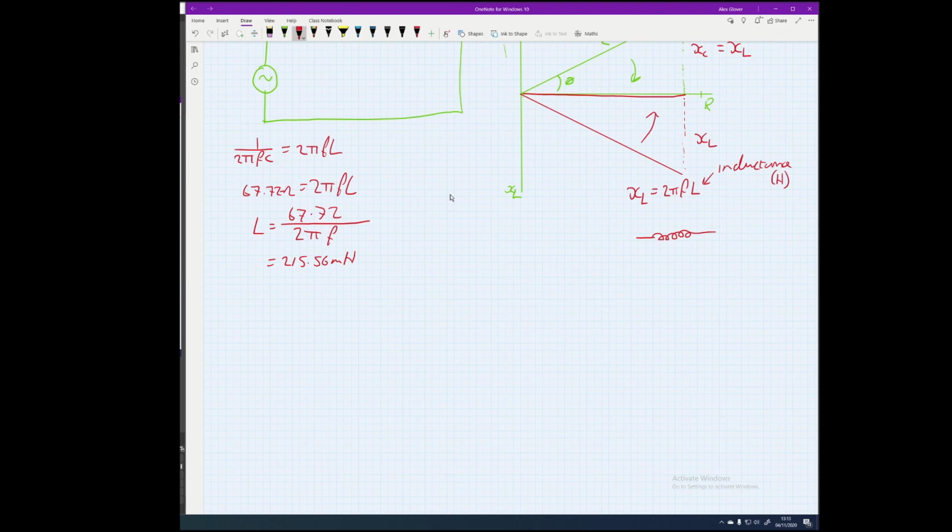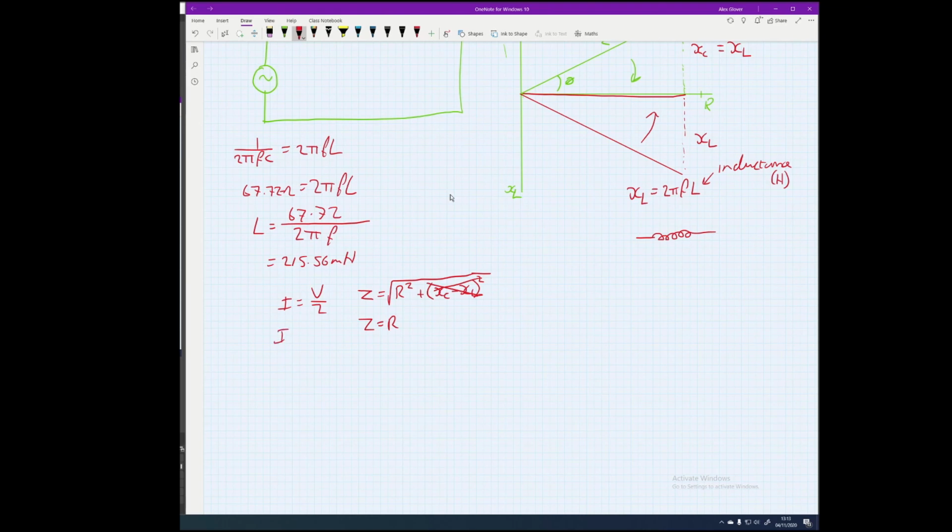Well, before, when we worked out the amount of current in the circuit, we said that it was equal to V over Z. Well, the way we worked out Z was equal to the square root of R squared plus (XC minus XL) squared. Well, in this case, if these two are equal, that cancels out. And the square root of R squared is R, therefore Z equals R. We're back to Ohm's law again.